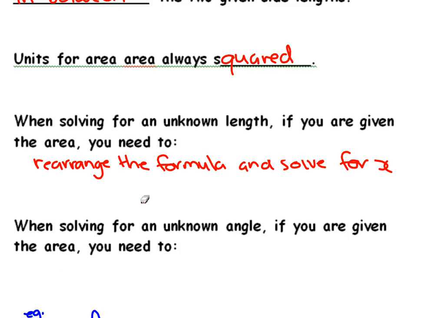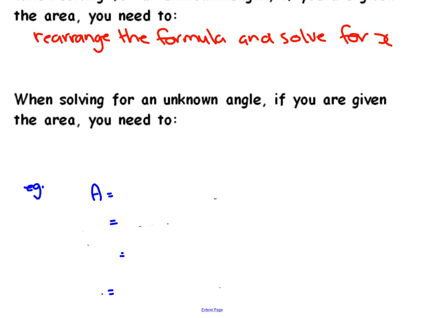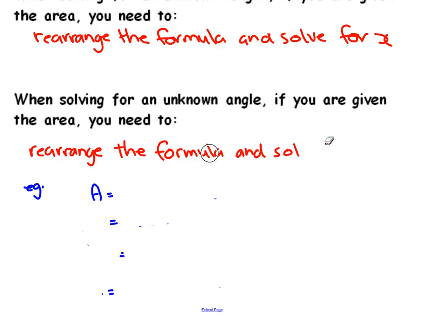When solving for an unknown angle, though, that's a bit tricky. If you're given the area, you need to rearrange the formula and solve for theta. We might not have seen one like this, so I'll do a little example as well. So we probably didn't do one of those examples, so I'll do one with you right now. So solving for an unknown angle. Again, remember, area is just half ab sin C. So we did an example of solving for a side, but we haven't done one of solving for an angle.